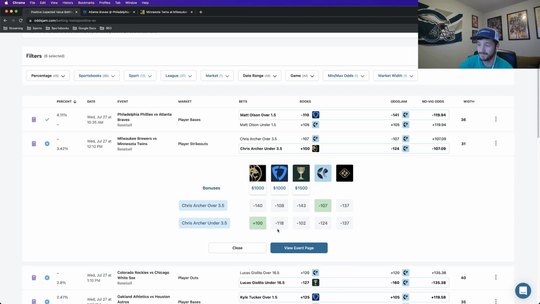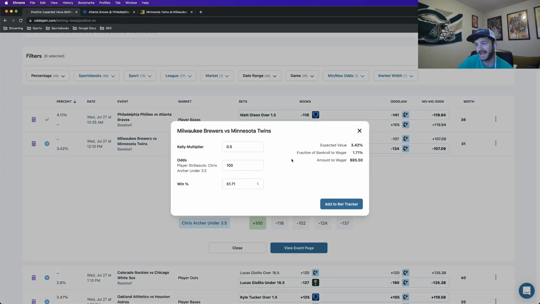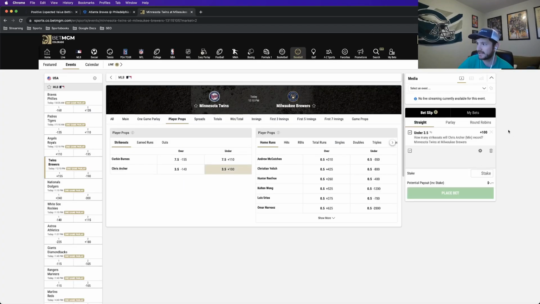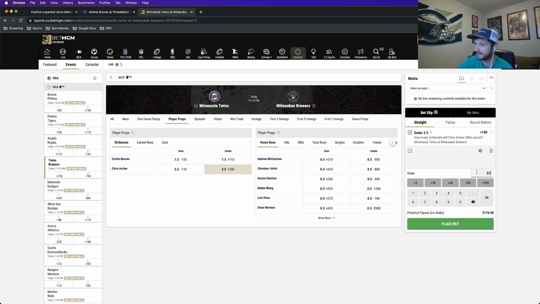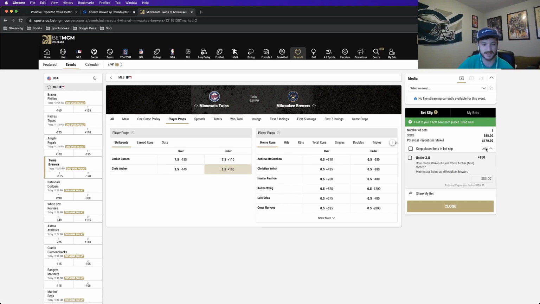FanDuel, -118 on the under, -108 on the over. So with the vig removed, they're heavily favoring the under, as is the OddsJam line, which we all know as the sharpest line in the world. Caesars is the only one that doesn't agree, but the other 2 do, and that's enough of an outlier that I'm looking for. So this is an $85 wager for me, just a little above 1.5 units. So let me go ahead and lock this one in for $85 on BetMGM. Place bet, and we are good to go. So that's my second one.